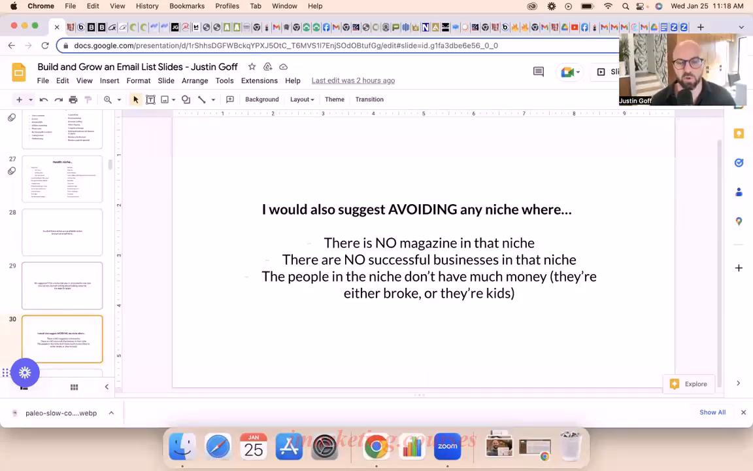And lastly, I would say avoid niches where the people don't have much money. Either they're broke, or they're kids. I've seen this with a lot of people. I have a buddy, Jason Capital, who used to have a business in the basketball training niche, basically teaching how to dribble, score, and be a better basketball player. He made decent money, but the problem with that niche was all the people who followed him were kids in junior high. And every time they wanted to buy something, they had to get their parents' credit card. That's a whole hurdle you really don't want to be dealing with if possible.